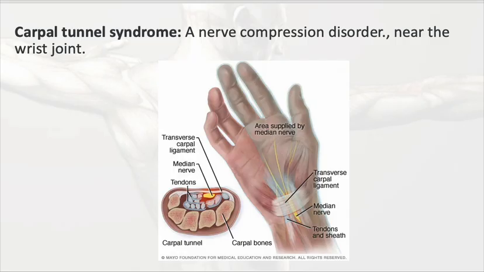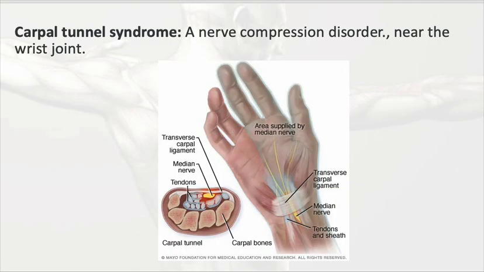Carpal tunnel syndrome. Now, let's talk about the actual structure here. So the carpal tunnel, carpal referring to wrist, is a narrow passageway in your wrist. The carpal bones make up the wrist, and sitting within this membrane here is a nerve called the median nerve. The median nerve passes through this tunnel in addition to some tendons that connect muscles to your fingers to allow for finger movement.